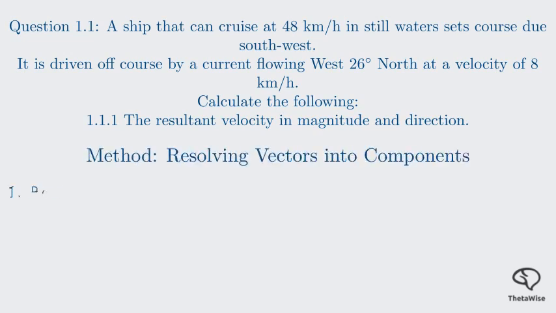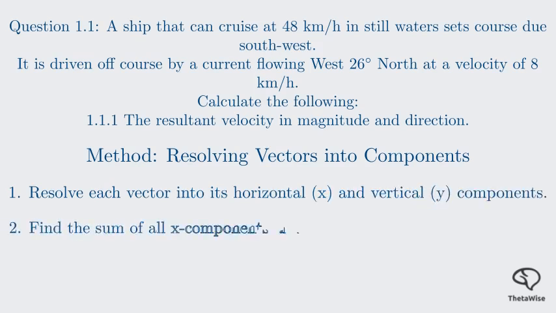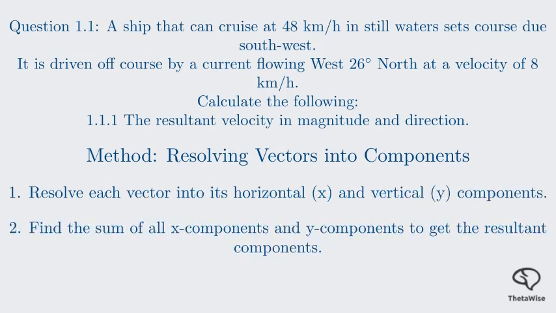This involves two key steps. First, we resolve each vector into its horizontal, or x, and vertical, or y, components. Second, we find the sums of these components to get the resultant. Let's first visualize the problem with a diagram. We can draw a set of compass directions to help. The ship's velocity is 48 km per hour southwest. This direction lies exactly between south and west, making a 45-degree angle with the south axis and the west axis.